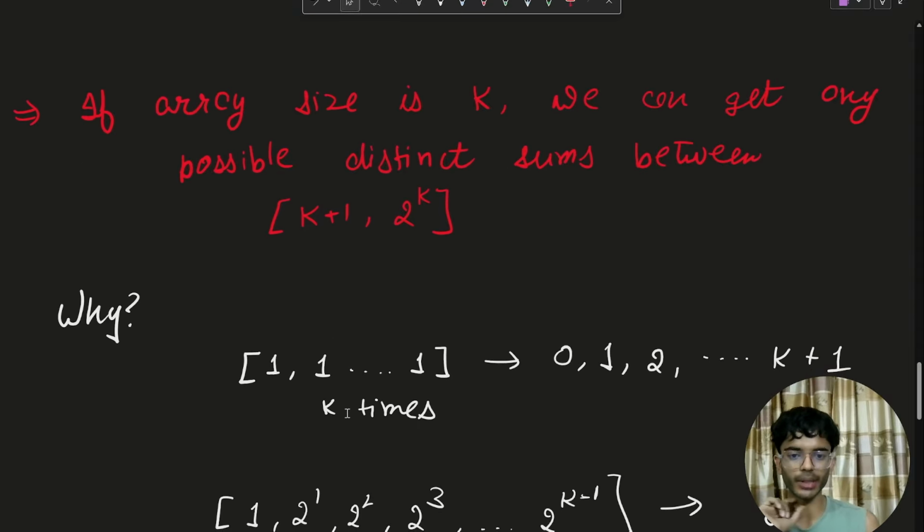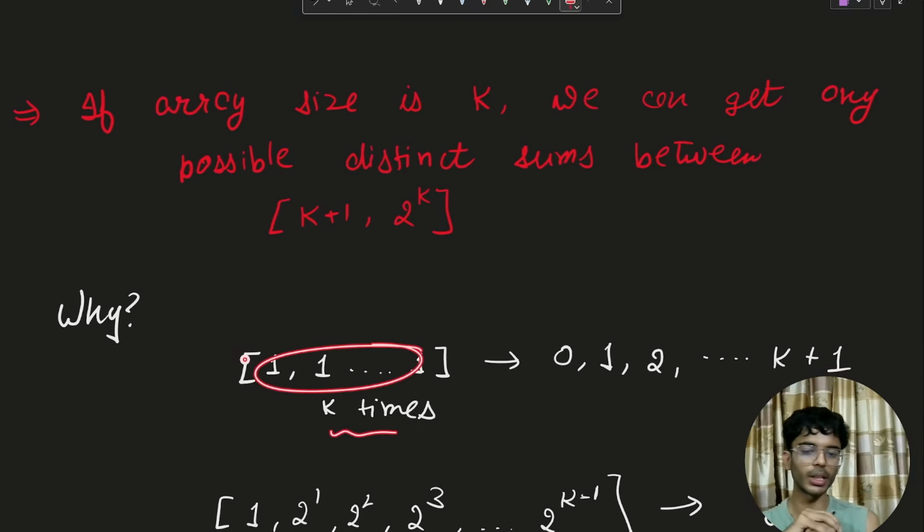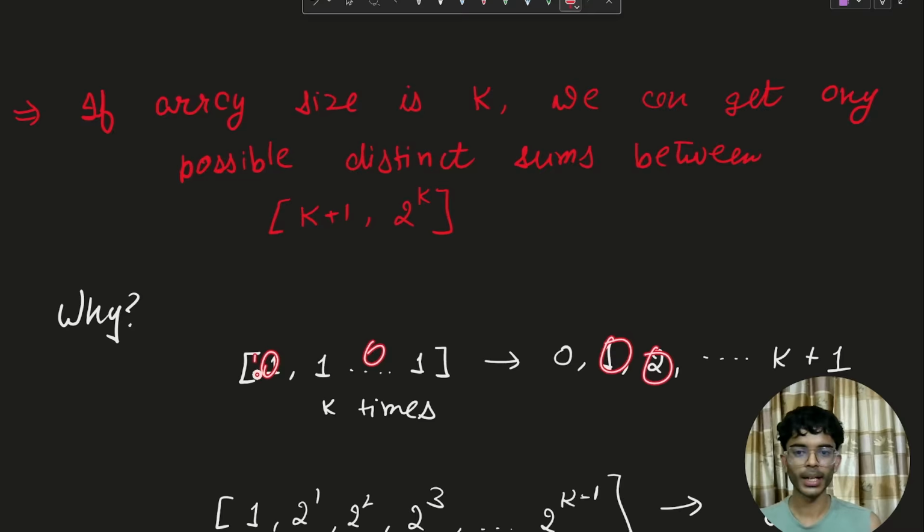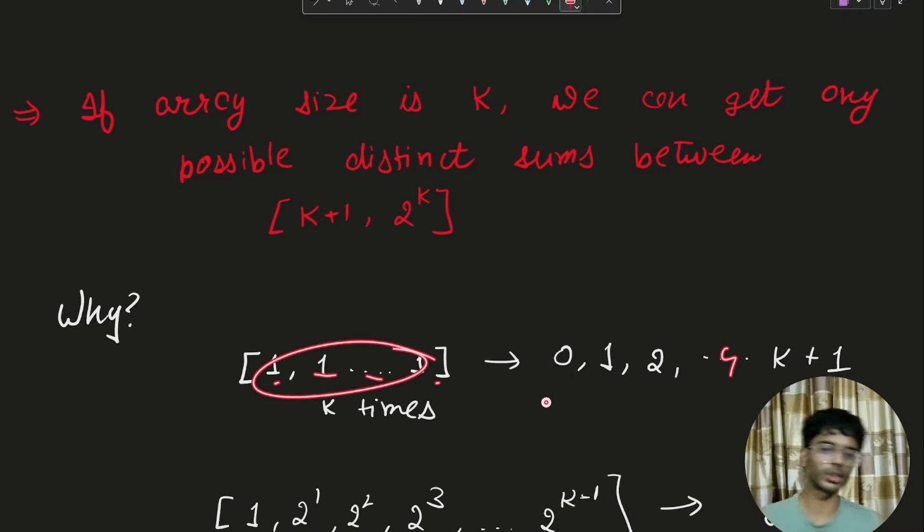Let's say we have k items and all of them are equal. What would be the possible number of distinct subset sums? One is to not take any elements, so the sum would be zero. Take any one, so it would be one. Take any two ones, so the sum would be two. Take any three ones, the sum would be three. Take any four ones, and the sum would be four, and so on. If we take the sum of all the elements, we'll have k plus one distinct sums.